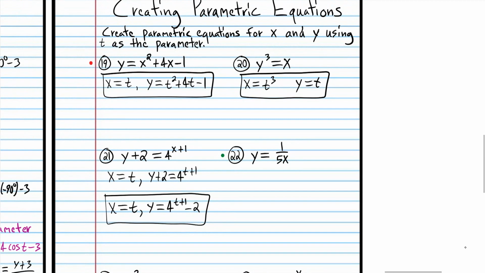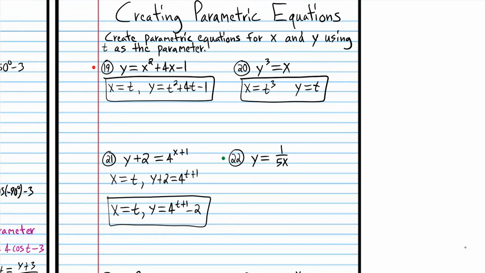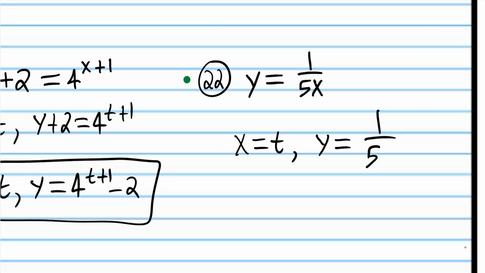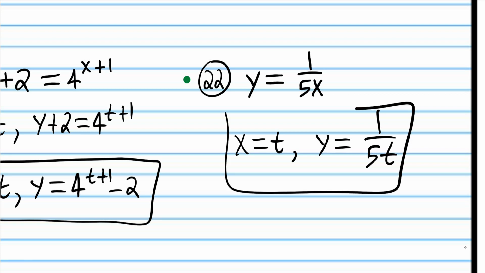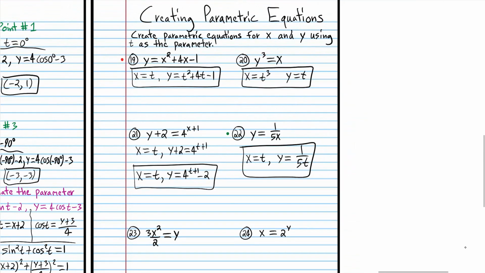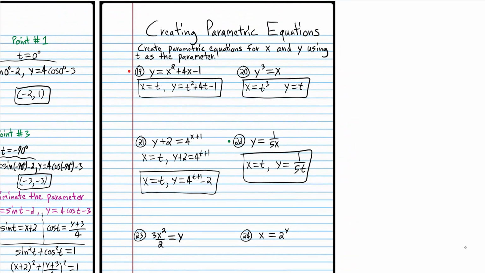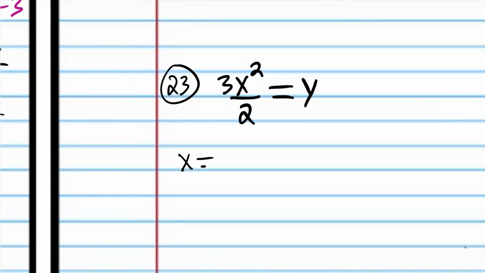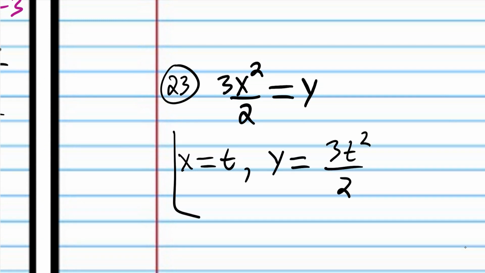So try number 22. When you come back, we'll do it together. Alright, we're back. So I'm going to let x equal t, then y equals 1 over 5t. So now we have parametric equations. Okay, go ahead and try 23. When you come back, we'll do it together. Alright, we're back. So I'm going to let x equal t, and y is equal to 3t squared over t. So pretty easy.